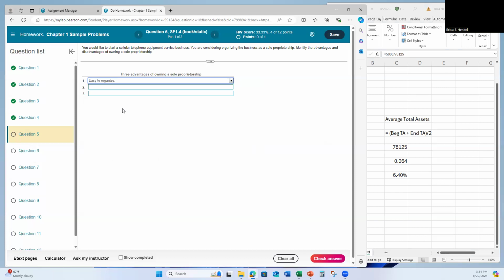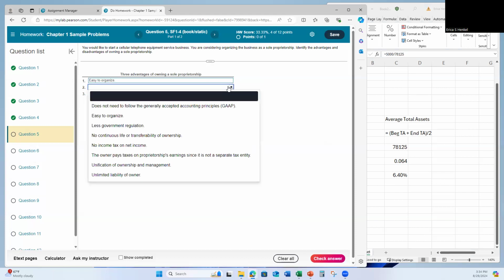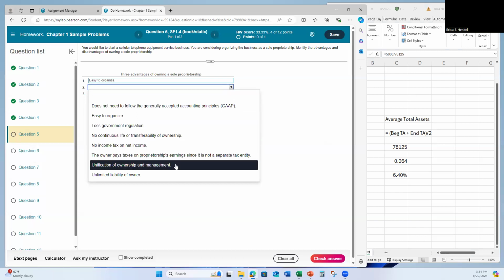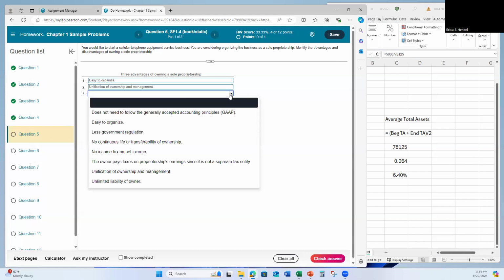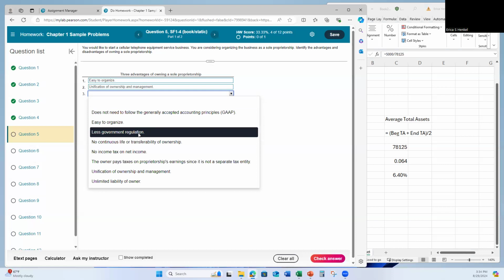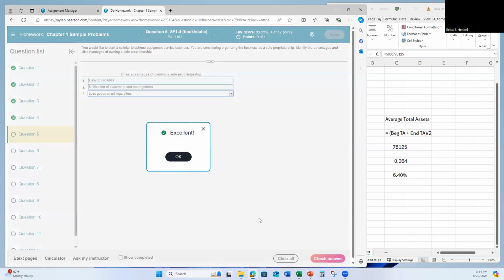Another advantage of a sole proprietorship is that you both own it and manage it, so there's no disagreement between the owners and the managers. So unification of ownership and management is an advantage. The third advantage here is that because there's no legal separation between the owner and management, there's less regulation associated with it. So they try to streamline things to make it easy to start a sole proprietorship.